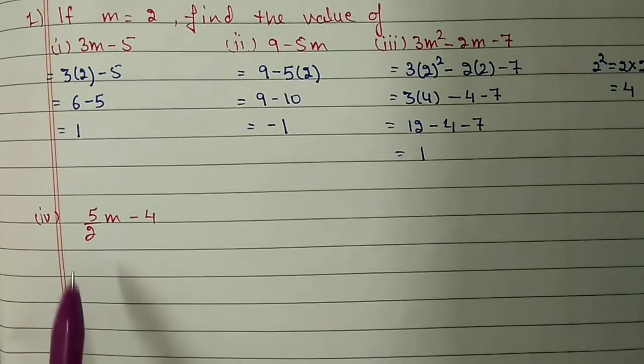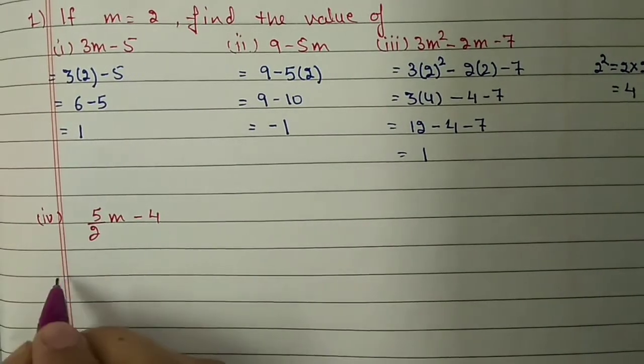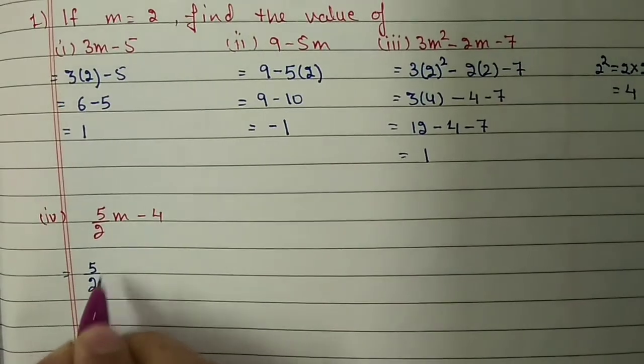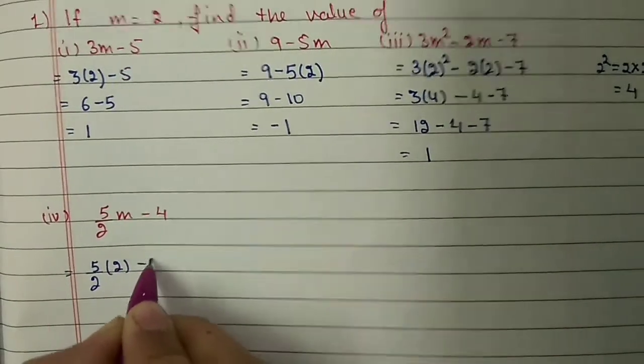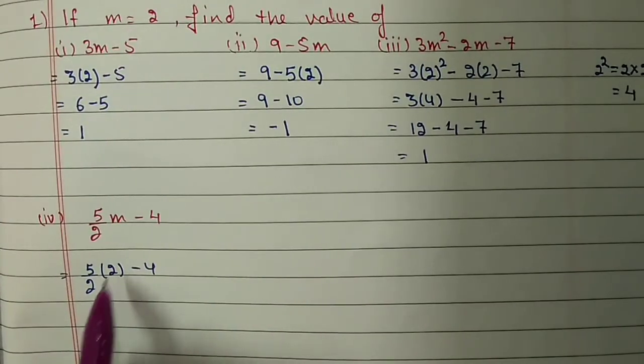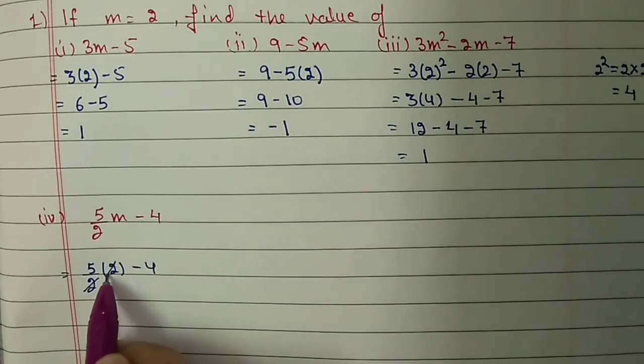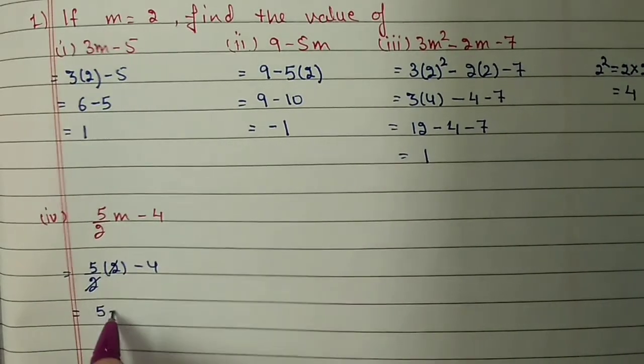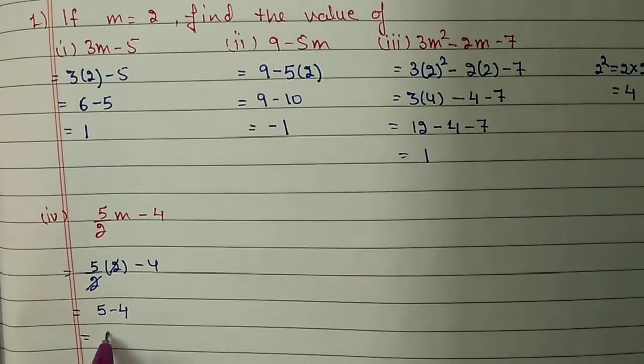Then the fourth part, 5 by 2m minus 4. 5 by 2, in place of m we will keep 2, minus 4. So this 2 is in the numerator, this is in the denominator, it will cancel out. So 5 minus 4 is equal to 1.